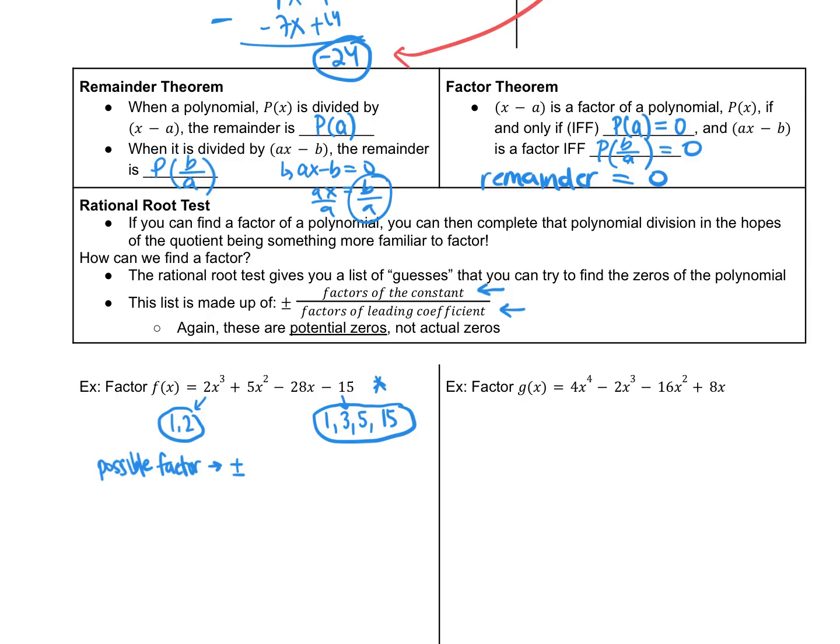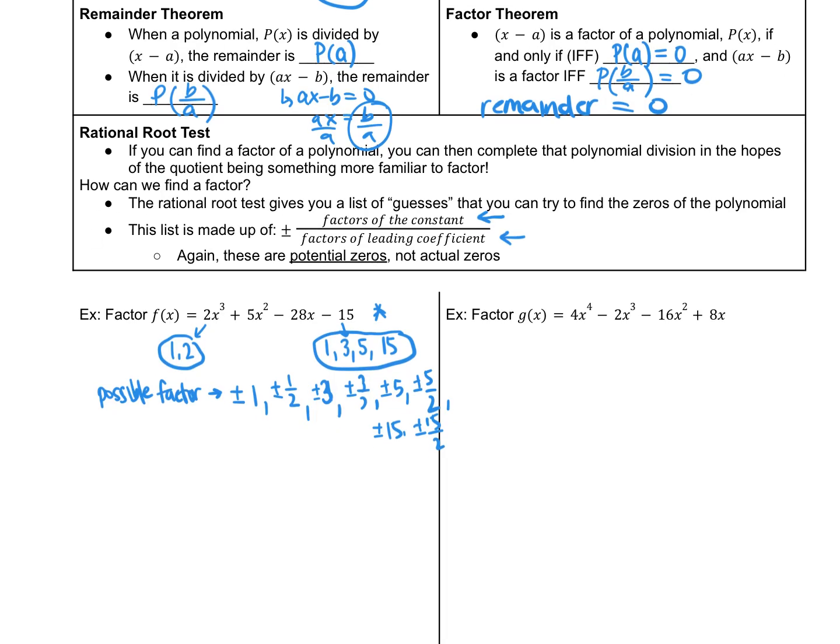1 divided by 1 is 1. 1 divided by 2, plus or minus a half. 3 divided by 1, 3 divided by 2. 5 divided by 1, and 5 divided by 2. And then finally 15 divided by 1, and 15 divided by 2. These are all the options that we can test, but hopefully when we test one of the first ones, one of the first few, we'll get a possible factor and we don't have to do all of these versions. So let's start with 1.